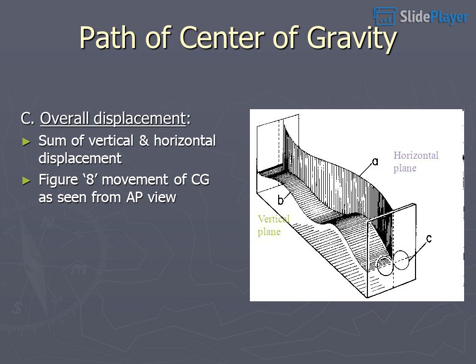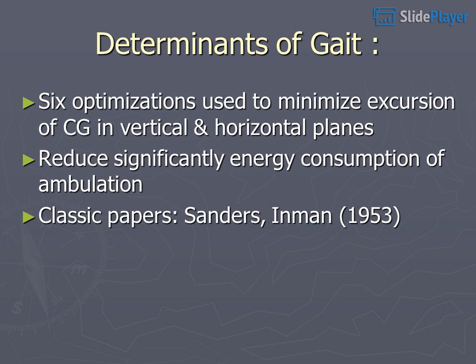Path of center of gravity. C, overall displacement: the sum of vertical and horizontal displacement. A figure 8 movement of the CG as seen from the AP view, combining the horizontal plane and the vertical plane.